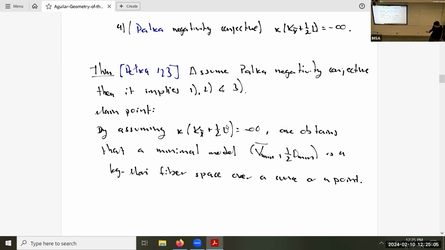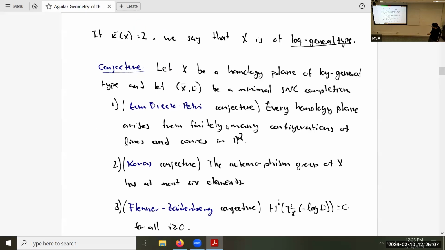Just a question: there are two conjectures, the first two, about the finitely many configurations and the order of the automorphism group. They have to be compared somehow. Like, do you have as many configurations as the order of the automorphism group, or is it expected that the possible configurations are higher?